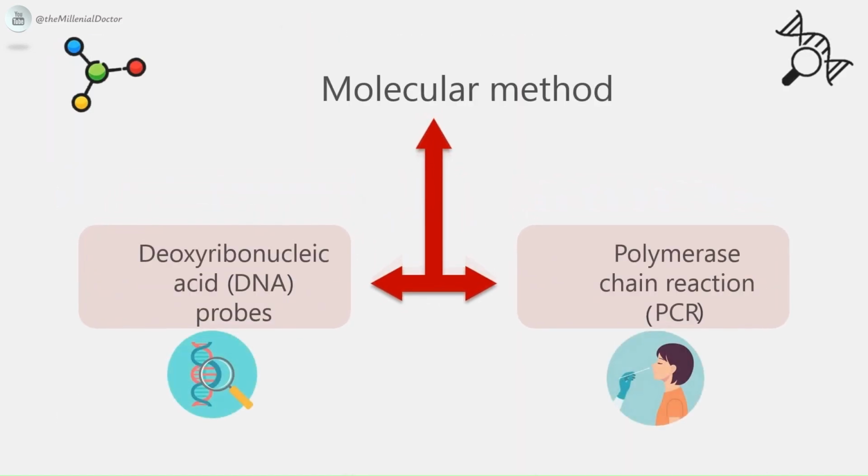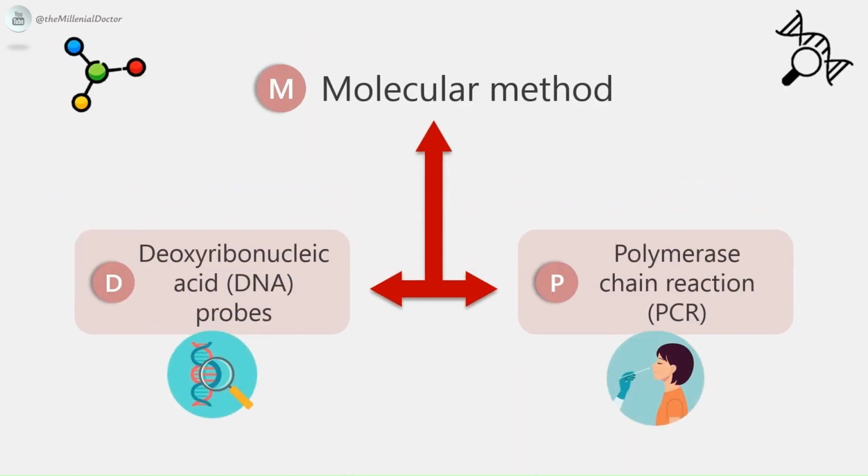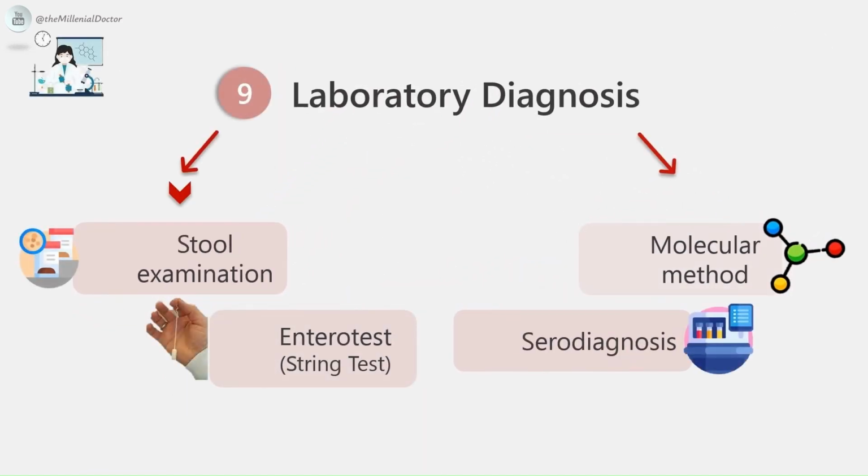And lastly, the molecular method. These are deoxyribonucleic acid DNA probes and polymerase chain reaction PCR. These have been used to demonstrate parasitic genome in the stool specimen. So this is about the laboratory diagnosis.